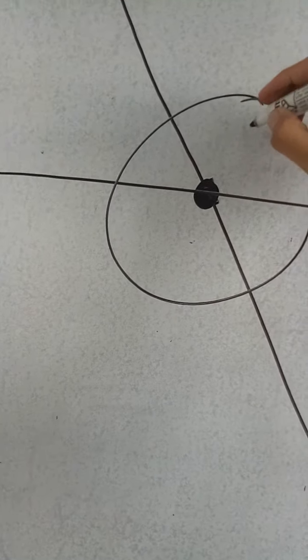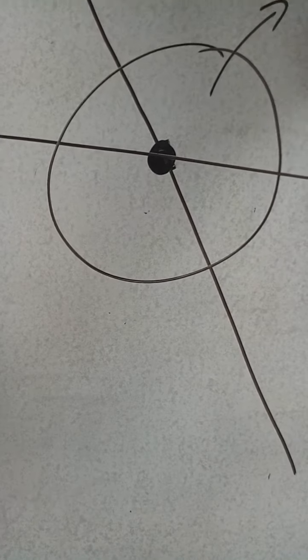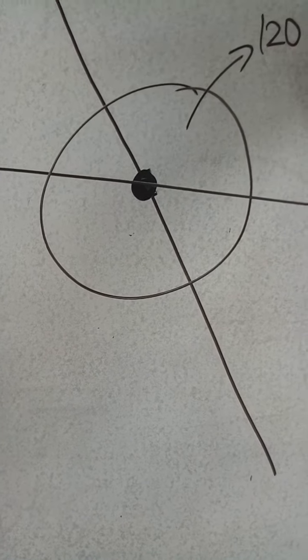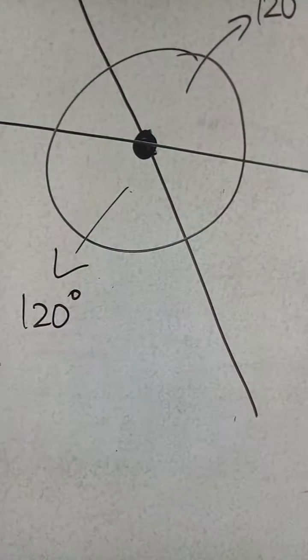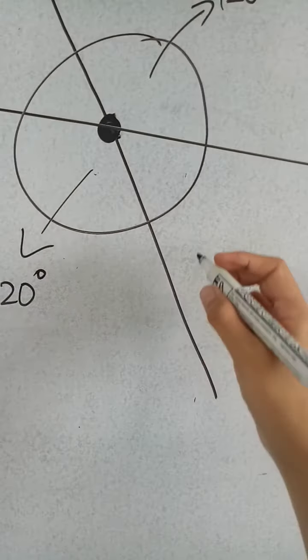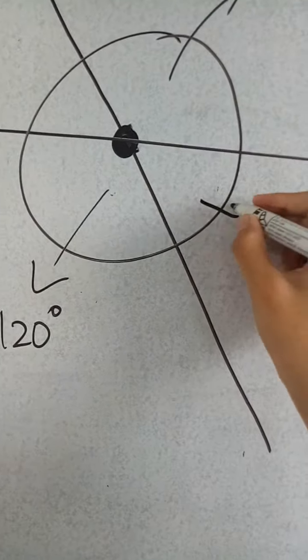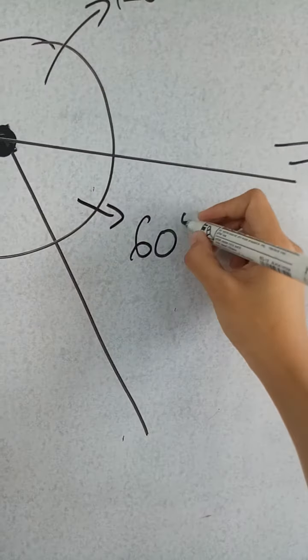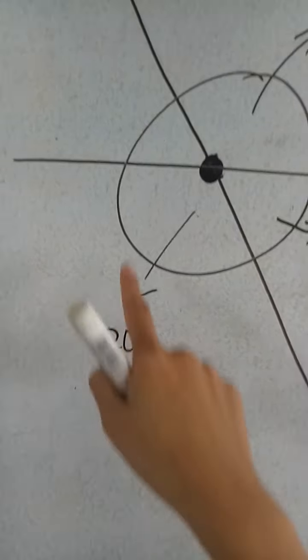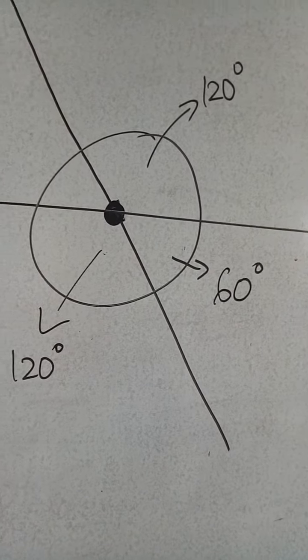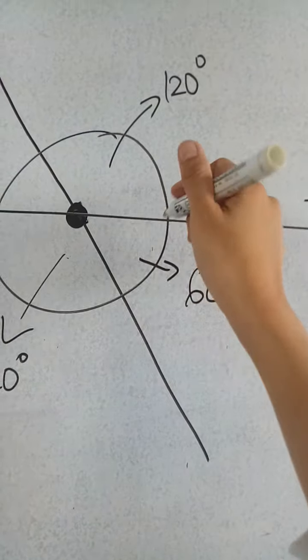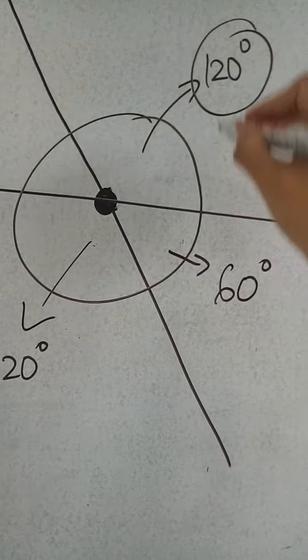What if this angle is 120 degrees, this one as well 120 degrees, and this one 60 degrees? Do you know how many degrees this angle is? Okay, this is really easy. You can add all of them.